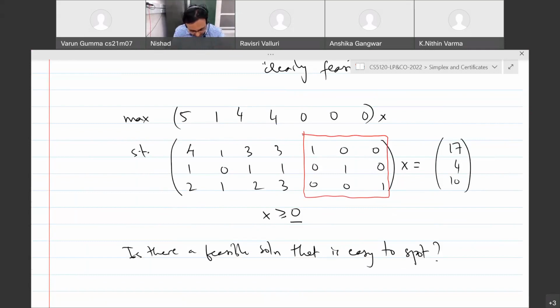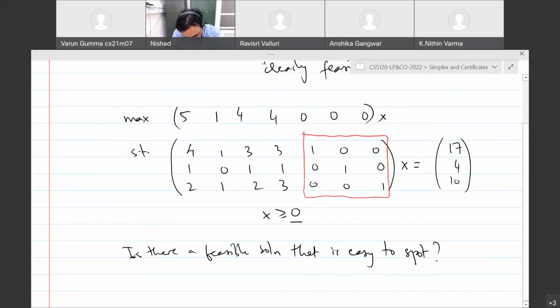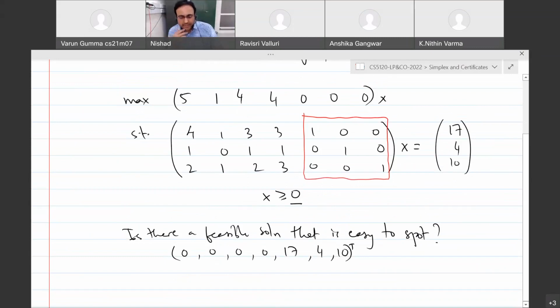Okay. So, yes, there is an easy feasible solution, and that is just (0, 0, 0, 0, 17, 4, 10) transpose. Sometimes I may put commas, sometimes I may not. Don't worry about it. Okay. So this is easy to spot because the matrix has some special form, right? And this is a feasible solution.